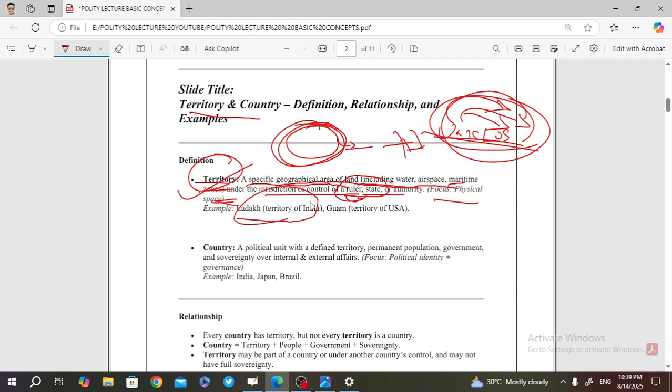Example: Ladakh, a territory of India. I have already taken that example. Territory of the US, this is Goa. Okay, what about a country? Here is the catch. The country is a political unit, but the territory is not. The political unit is absent here.